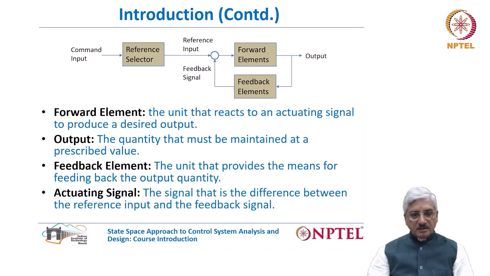If the feedback elements and the reference selector have unity gain, or reproduce the respective quantities, like if the reference selector reproduces the command input itself and the feedback element reproduces the output itself as the feedback signal, then the input reaching the forward elements is just the difference between the desired output and the actual output, and in that case it is simply the error. However, the general terminology is the actuating signal.